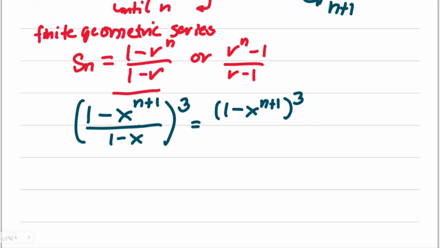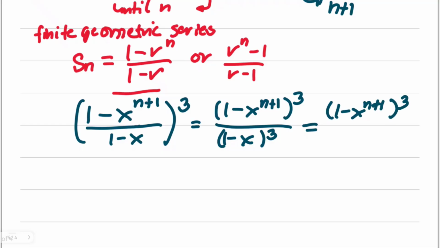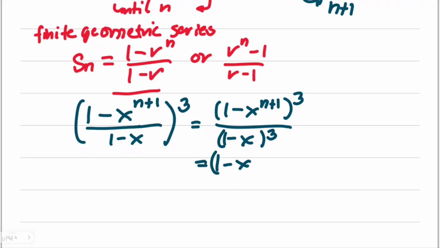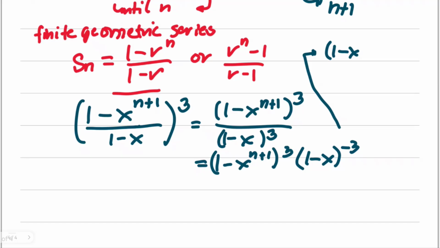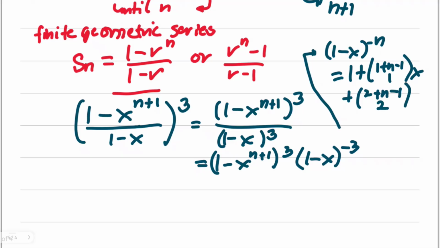okay, and then over 1 minus x, and then you have cube, which can be written as 1 minus x power of n plus 1 cube, sorry for that, can be written like this one here. Okay, you have 1 minus x power of n plus 1 cube, and you have here 1 minus x to the negative 3. Okay, which this is actually equivalent to this form, 1 minus x to the power of negative n. Okay, this is equivalent to the expansion of 1 plus n minus 1 combination 1 for x, plus n minus 1 combination 2 for x squared.